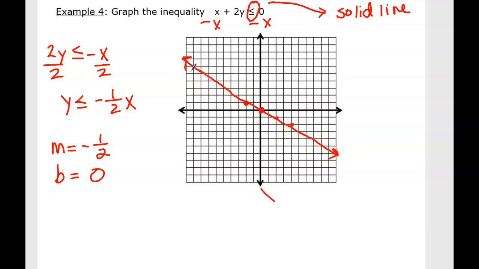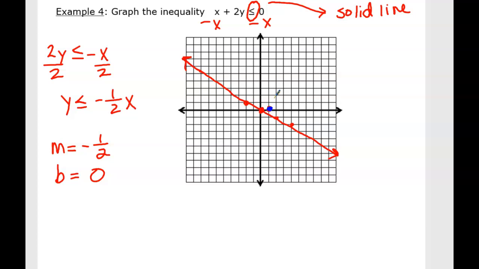Now notice, I can't test 0, 0 because it's right on the line. Because if it comes up true, I'm not going to know which side to shade. So I'm going to pick a different point. I'm going to pick the point maybe 1, 0. So I'm going to take the point 1, 0 right here. Okay, let's make this blue so it sticks out a little bit more. There it is.